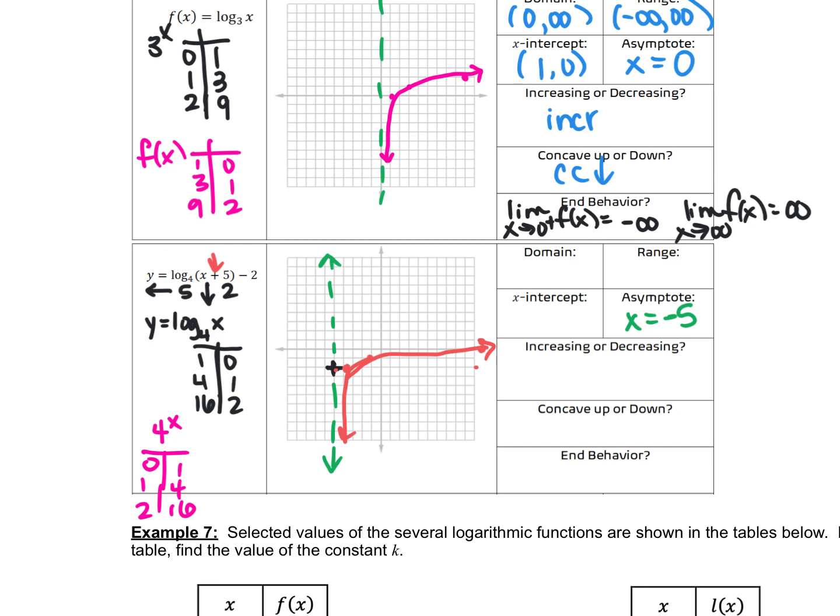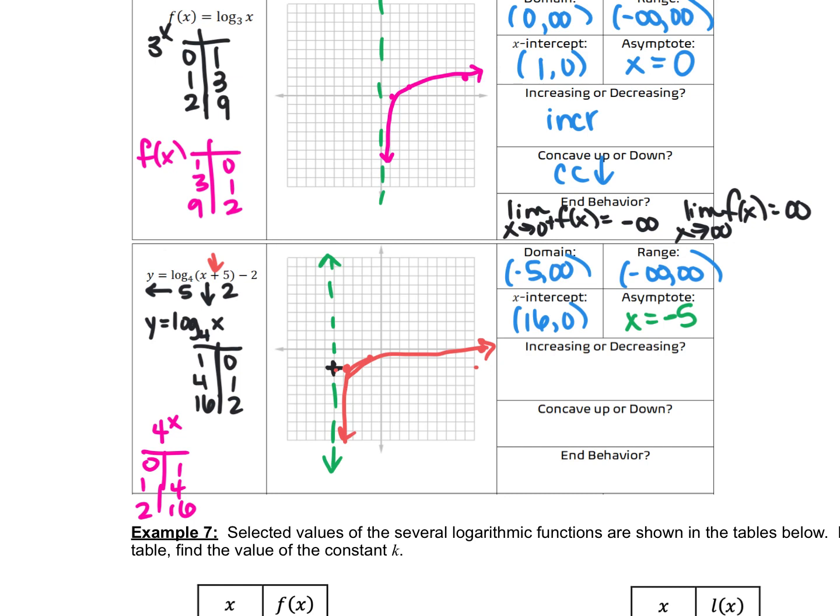Now let's answer everything else. What's my domain? -5 to infinity. What's my range? Yep, all real numbers. What's my x-intercept? It's actually 16. Okay, now let's say that we didn't know that. One of the things we can do is to solve that equation. Well, that's our lesson for tomorrow. Okay, so we'll talk about that tomorrow, if you don't remember how to solve a logarithmic equation. We were able to do this one just by our points because of where it landed.